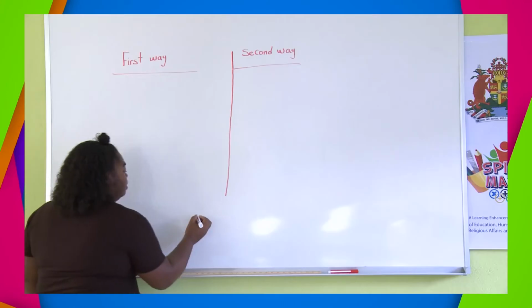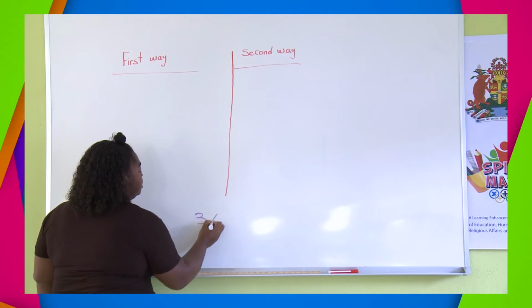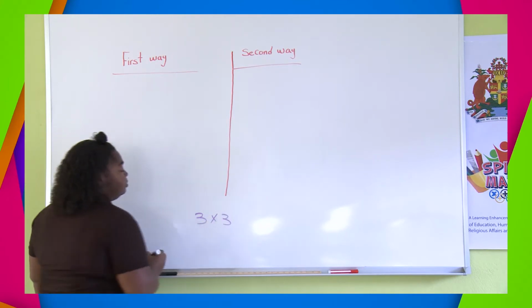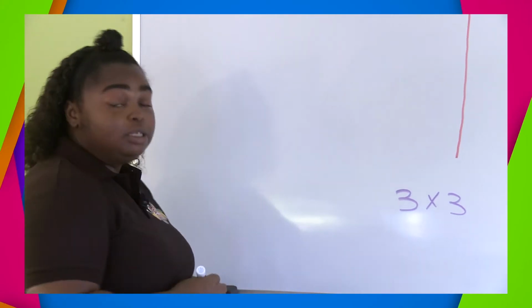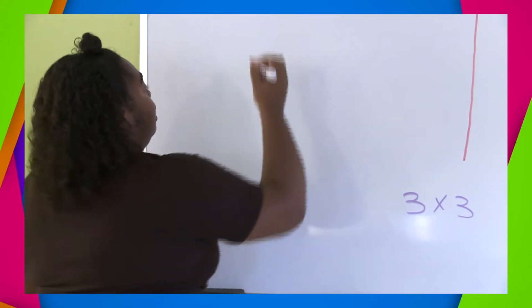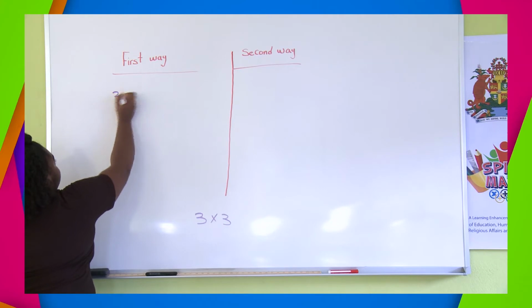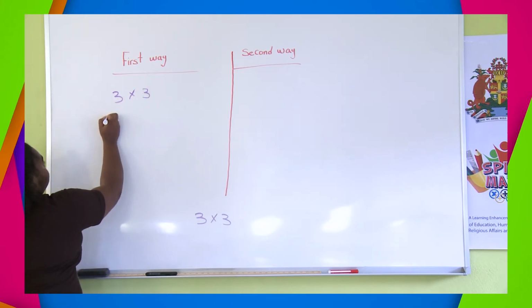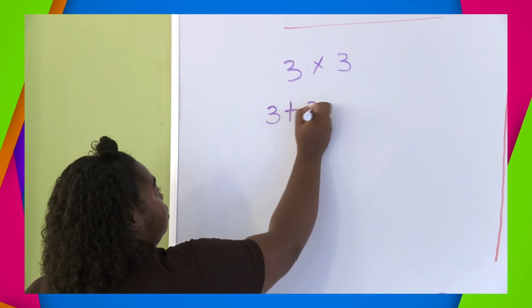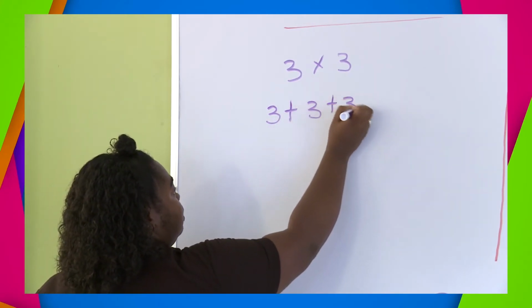Now, look at what I'm doing on the board so you can understand 2 ways in which you can show your working when multiplying. My equation is 3 times 3. So the first way I'm going to show this is by doing repeated addition. I would have 3 times 3, and I would put 3 plus 3 plus 3.